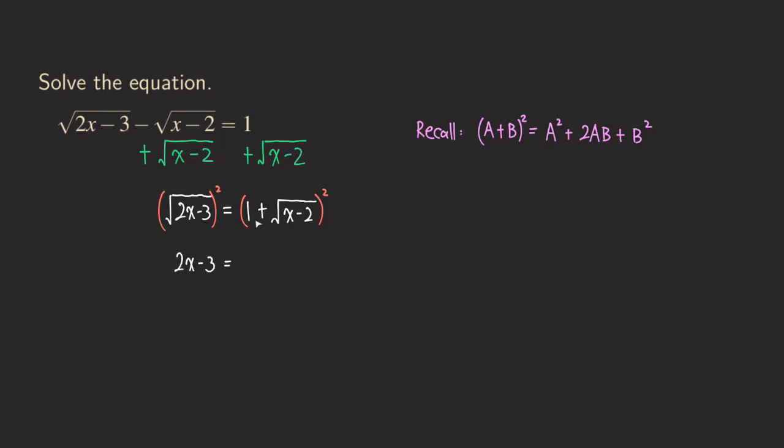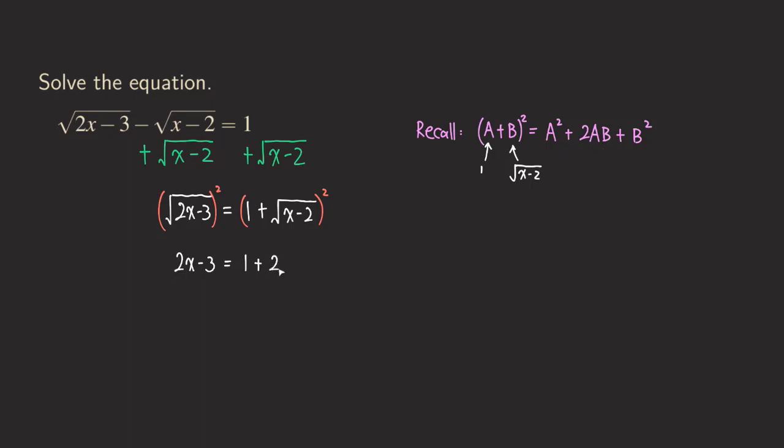Now this one looks like a plus b squared. And which one is which? The a is just like the 1, so a is the 1, and b is our radical over here, the square root of x minus 2. So now let's do the squaring here. A squared is just 1 squared, so we get 1, and then plus. Now this one is a little bit tricky because we have 2 times a times b, and we may need to simplify after that. So let's just write it down without simplifying it.